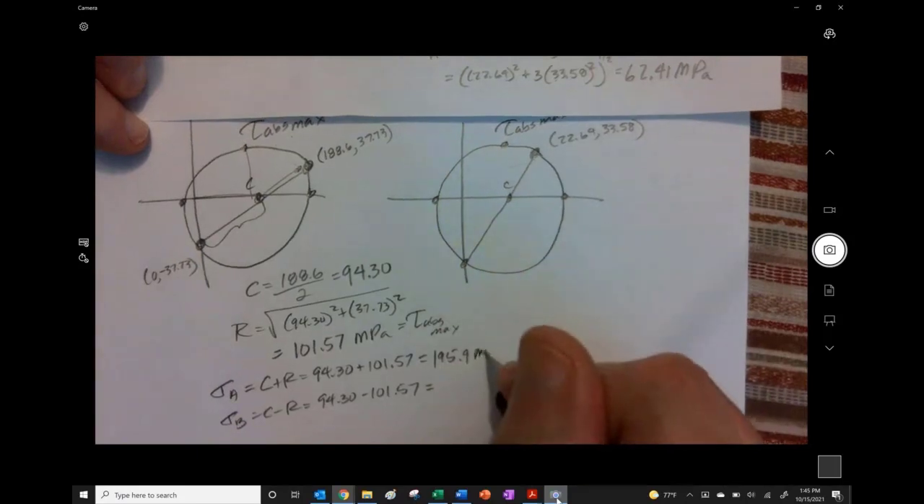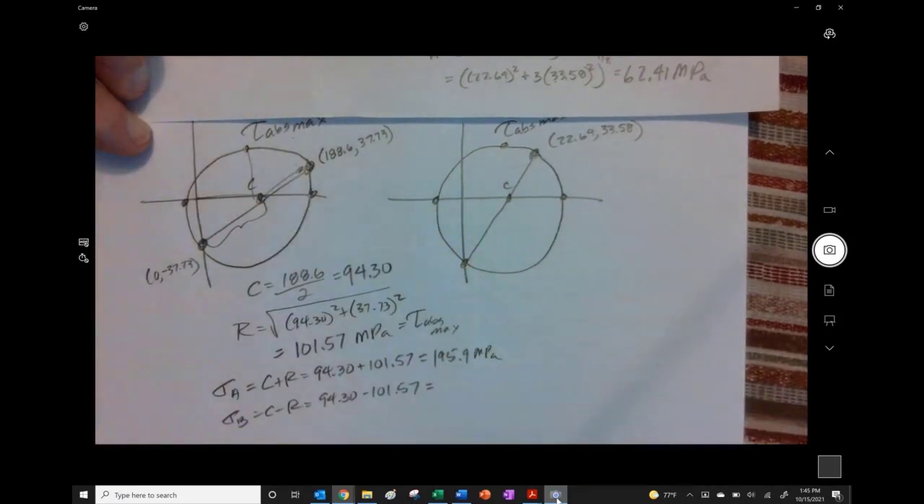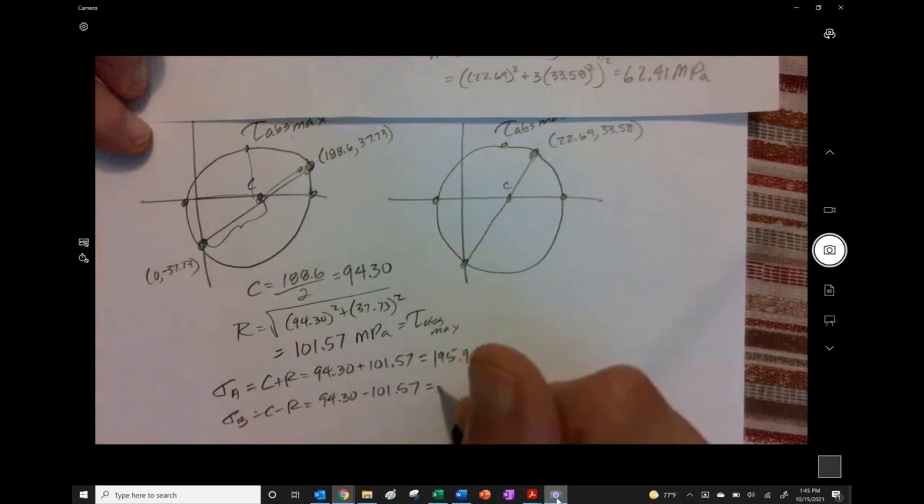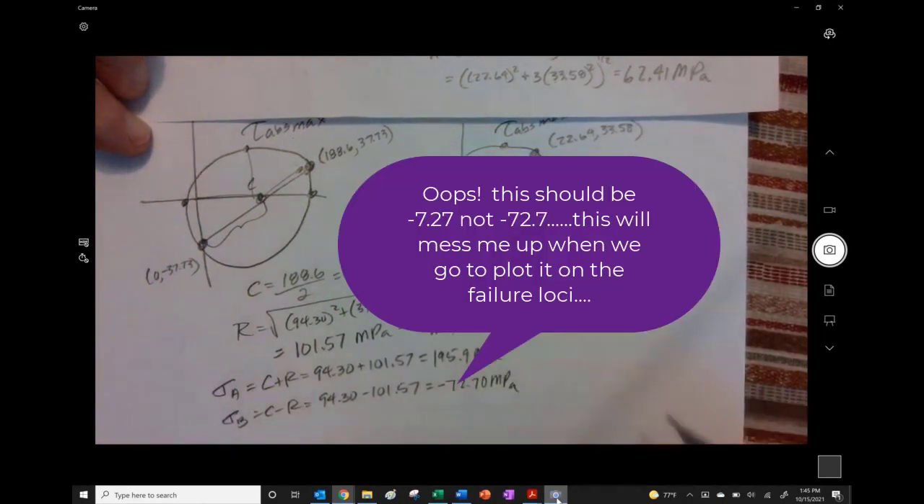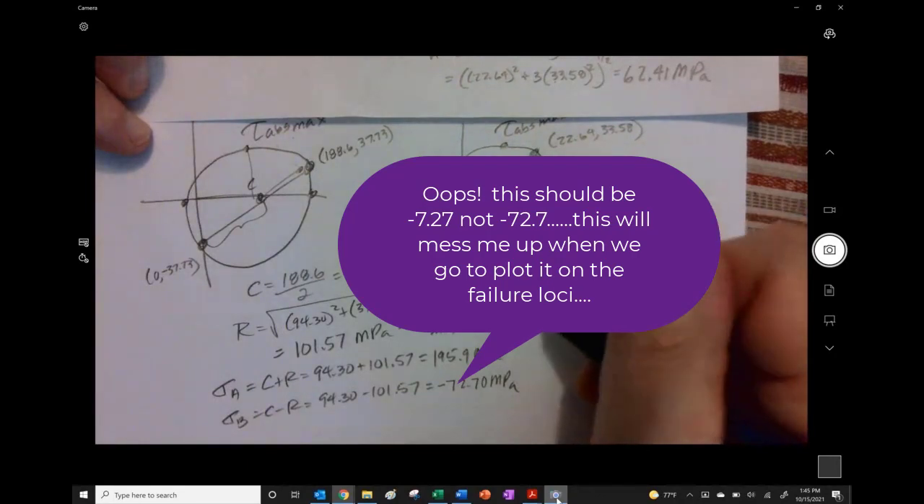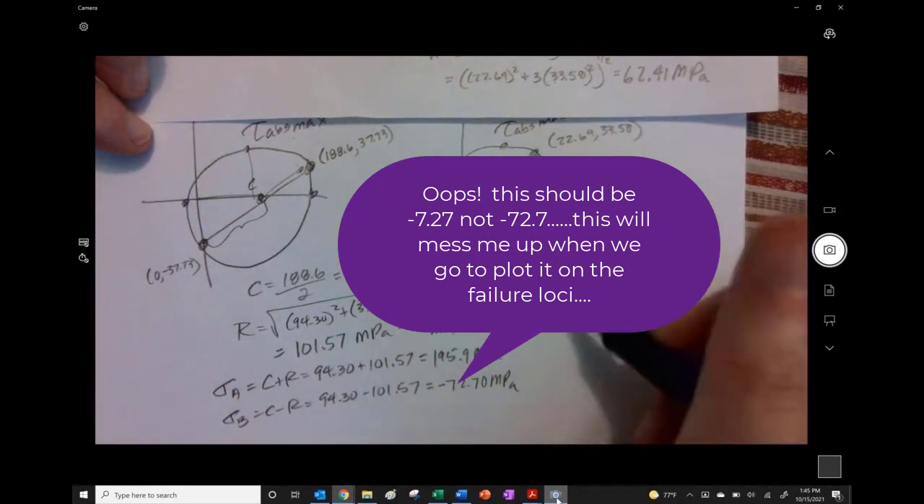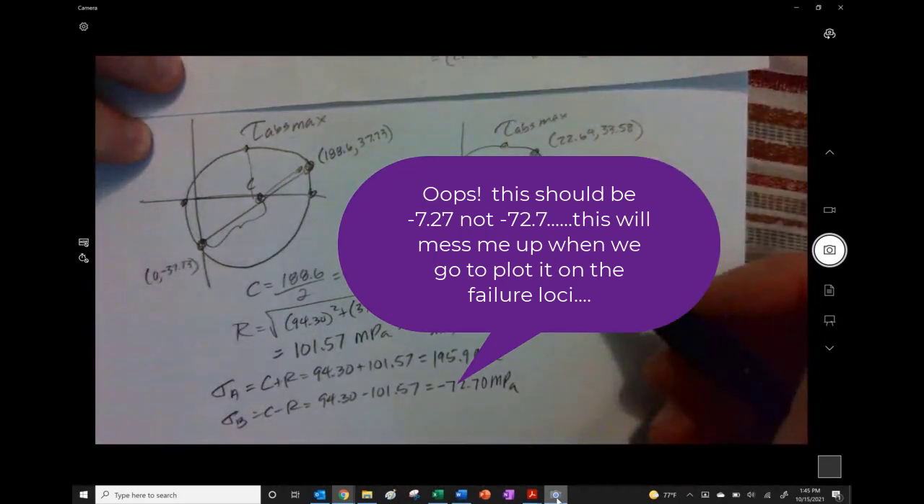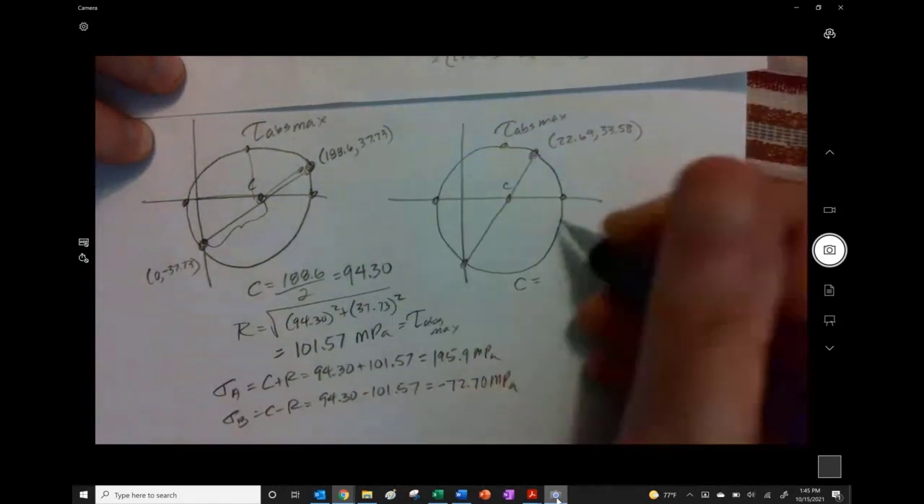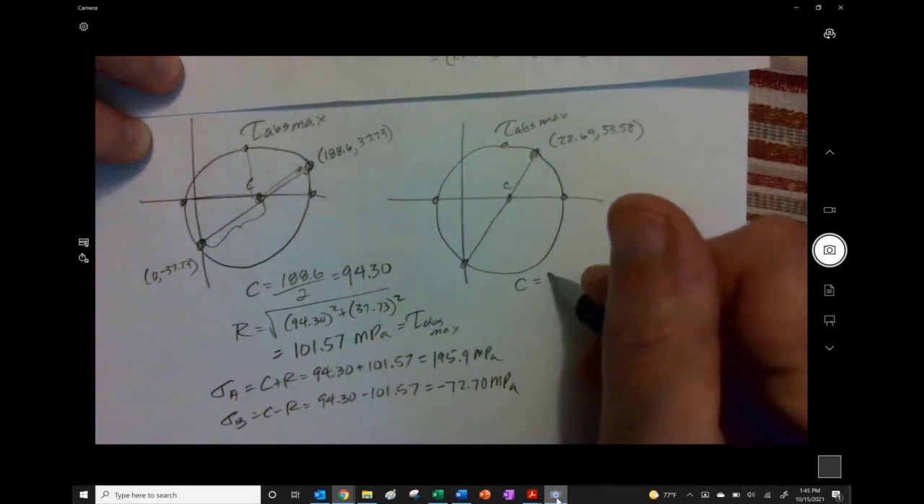195.9 and 94.3, 101.57 minus, and we get negative 7.27 megapascals. I know I'll probably be boring you by doing this other one right here. I mean, it's sort of redundant at this point, right? But what the hell?